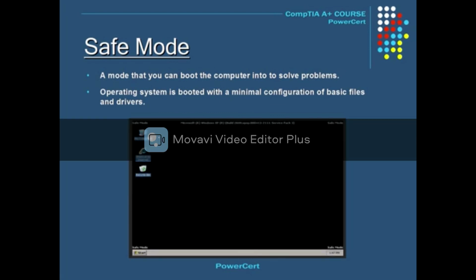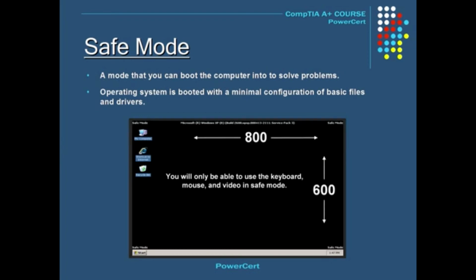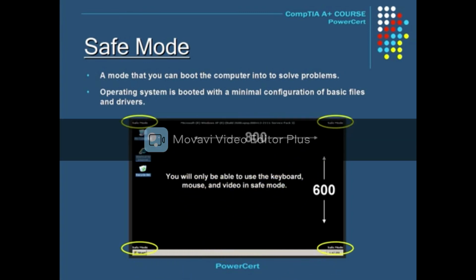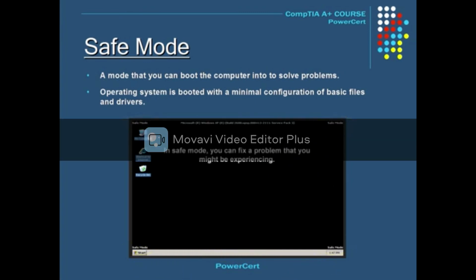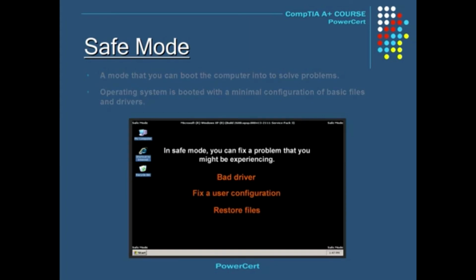You will only be able to use the keyboard, mouse, and video in safe mode because it only loads those drivers. And the video on your screen will have a resolution of 600 by 800 because it only loads a basic VGA driver. And you will also see the words Safe Mode in all 4 corners of your screen. Once you're in safe mode, you can fix a problem that you might be experiencing, such as a bad driver, fix a user configuration, or restore files.